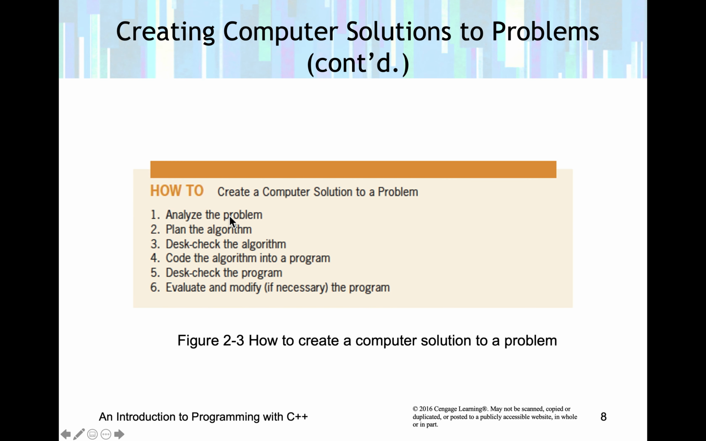Step 1, we analyze the problem. Step 2, we plan the algorithm. Step 3, desk check the algorithm. Step 4, we code it. Step 5, we desk check the program with what we did here on number 3. And then we evaluate to make sure that we're getting the right output. And if we're not getting the right output, then we're going to modify the program. So we're going to go over all these steps right now.